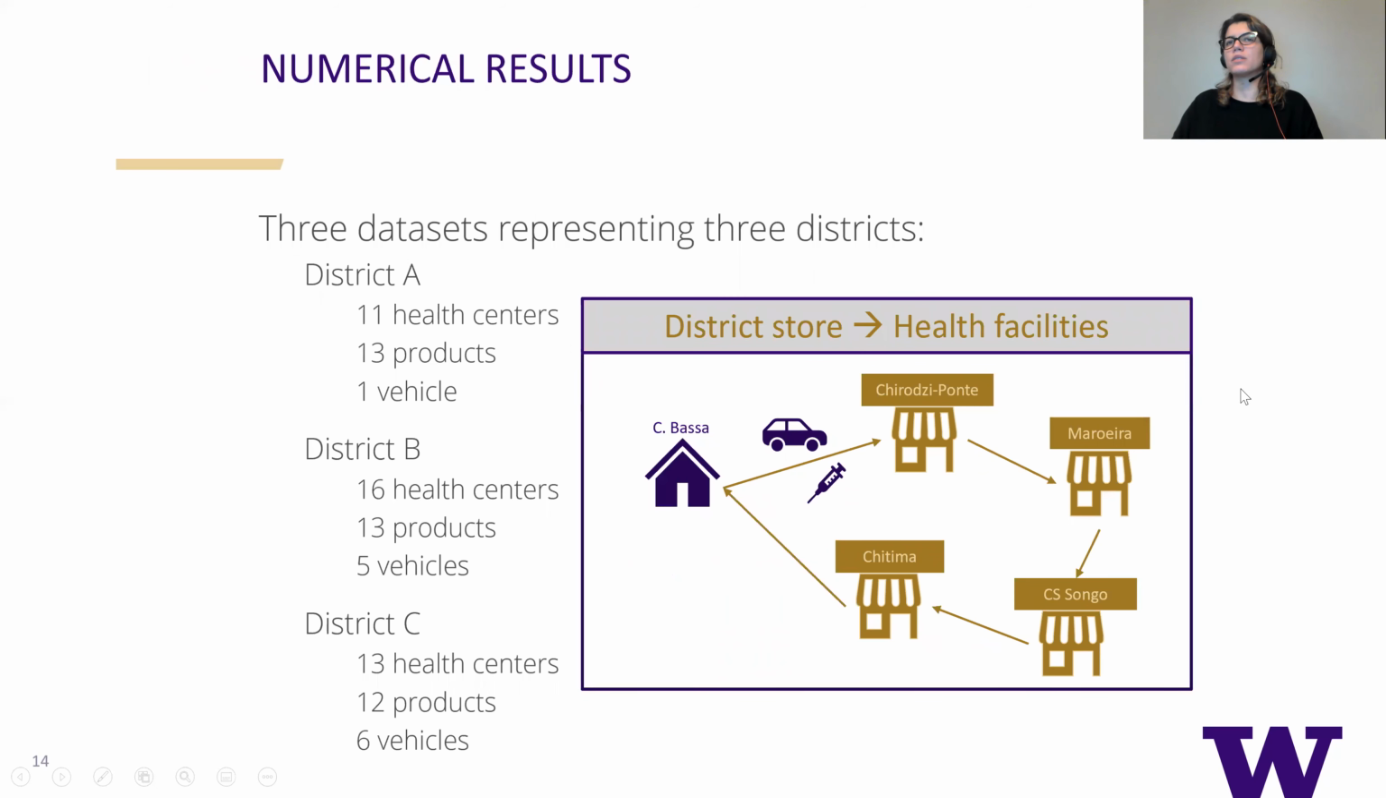Some of the numerical results that we have here: we have the three data sets that were given. They are real data sets given by VillageReach for three different districts. The vaccine distribution there happens for each district. You have a district store where the vaccine leaves and a vehicle goes and distributes to different health centers. And you can have one vehicle to do that, and then you can have to do different trips, or you can have two, and so on.